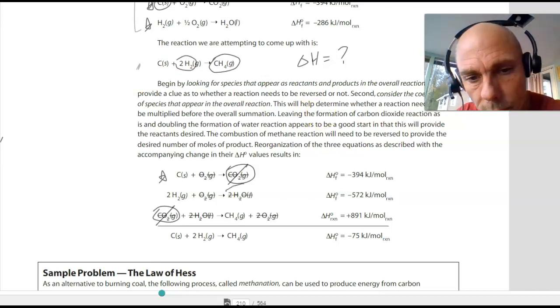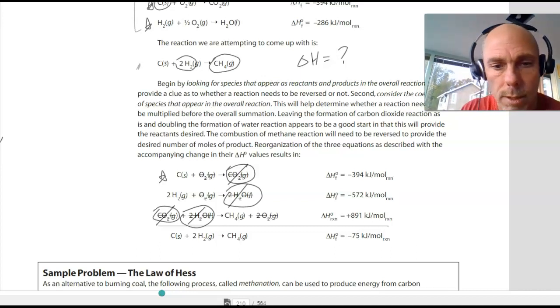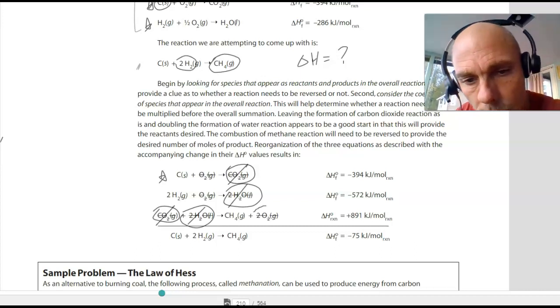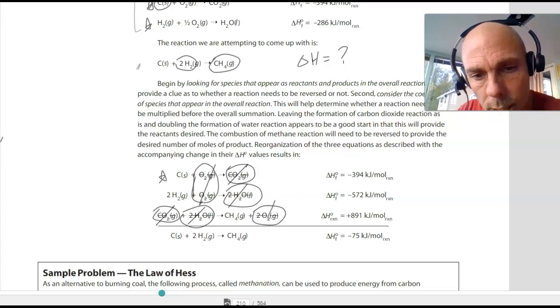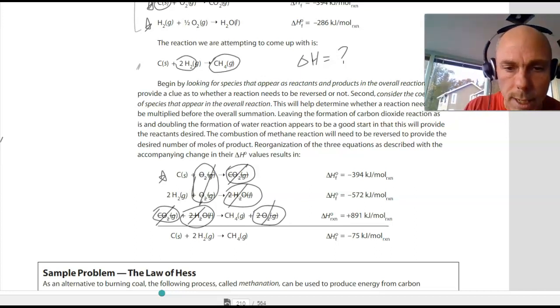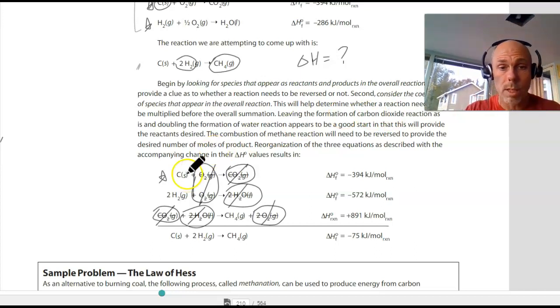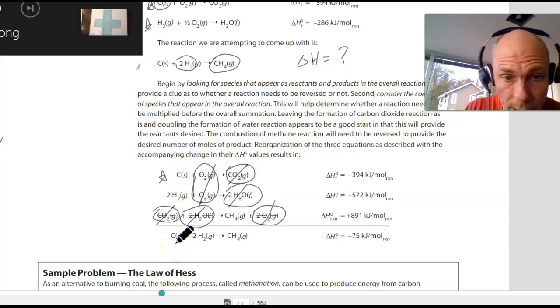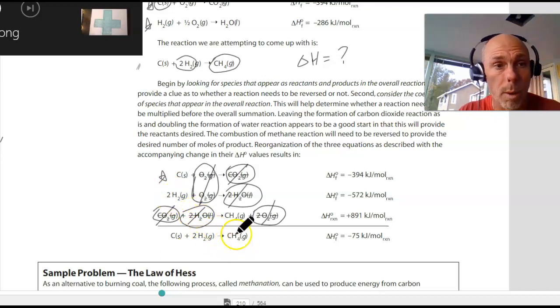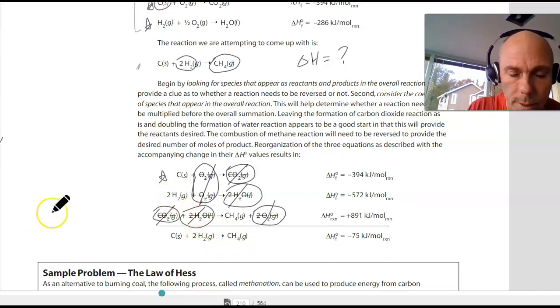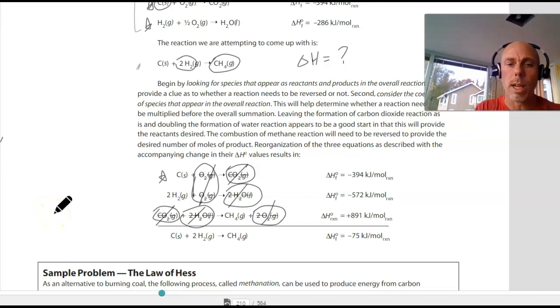The same has happened for water. We got 2 waters on the product side, 2 waters on the reactant side. Those were already canceled out. And then we had 2 oxygens on the product side here, and a total of 2 here, which were also canceled out. And what we're left with, which was the goal, was 1 mole of carbon on the reactant side, 2 moles of hydrogen on the reactant side, and 1 mole of methane on the product side. And everything else that we didn't want left in the overall reaction has been canceled.